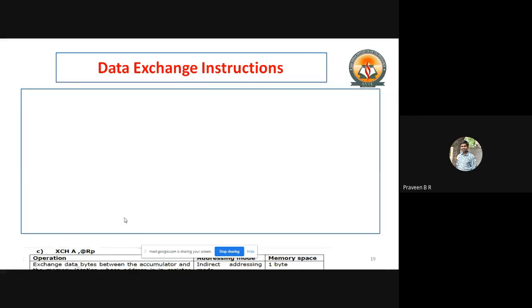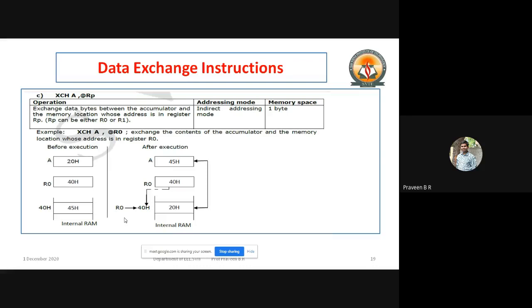Let us move to the third one, which says XCH A, @Rp. Whenever I specify P, it indicates that I can use only two registers. It is R0 and R1.